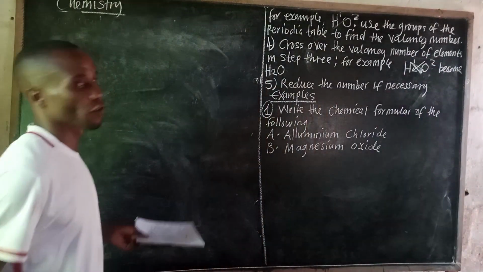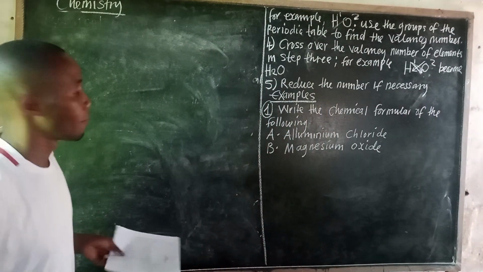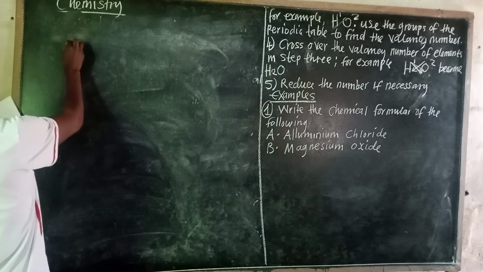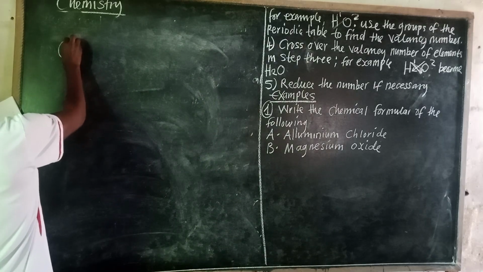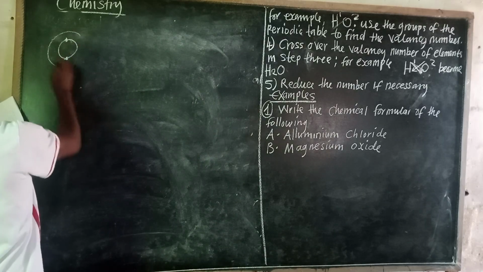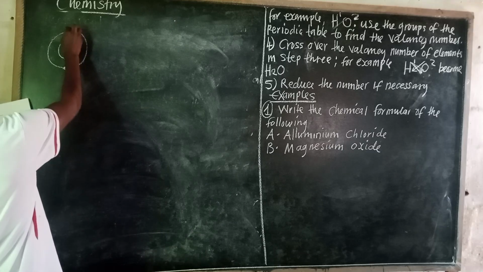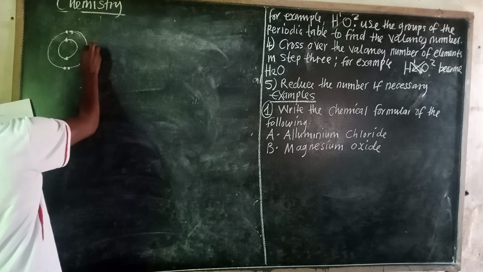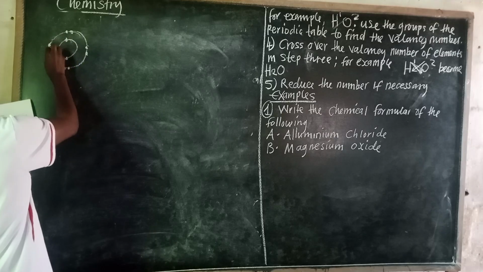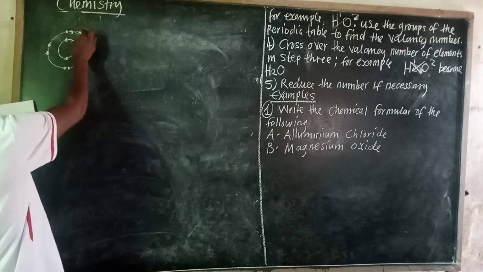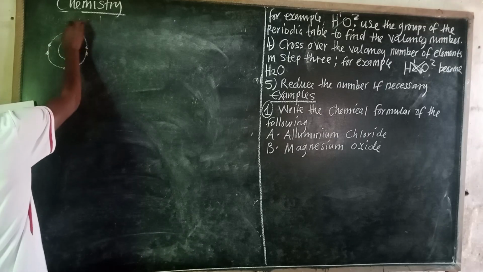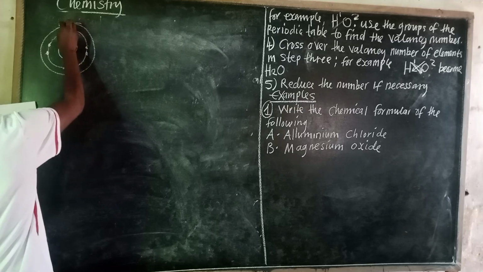Now, how are we going to know the valence of aluminium? We are going to say the first shell contains how many electrons? 2. Second shell contains 8 electrons. Okay? Then 8 plus 2, that is 10. Then the last shell contains what?